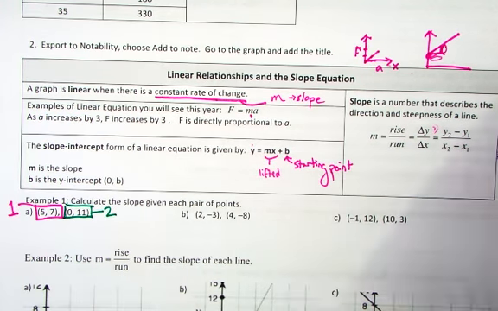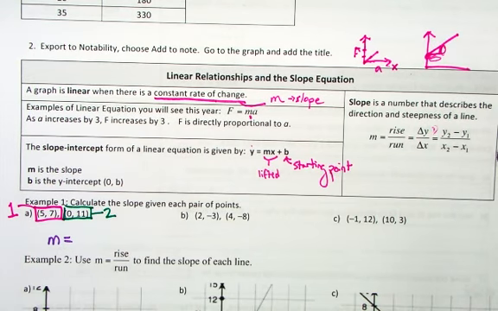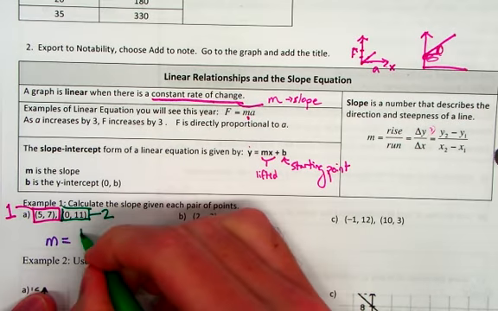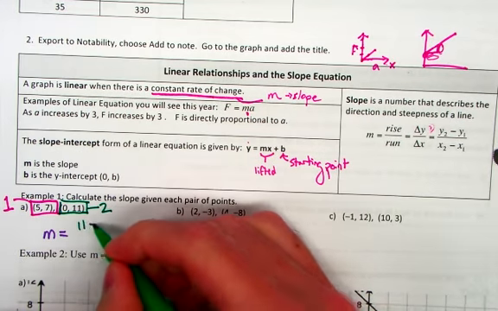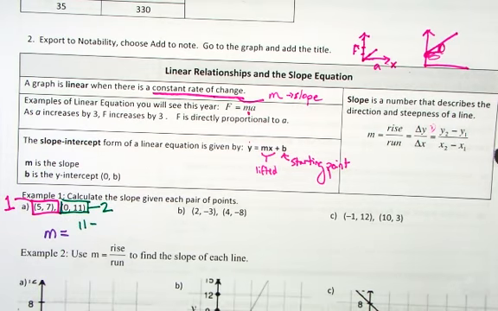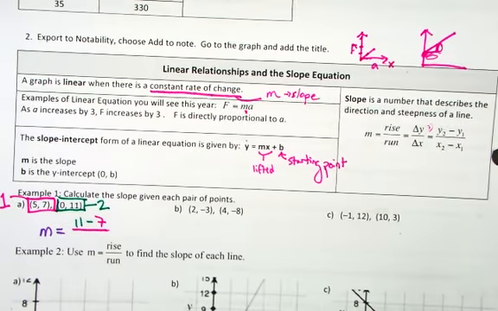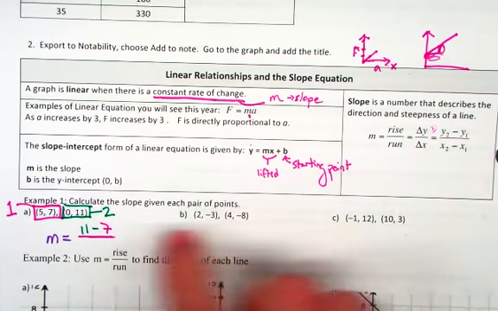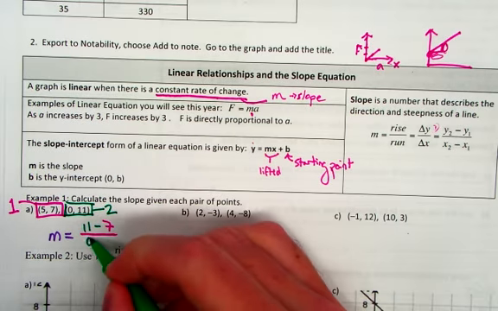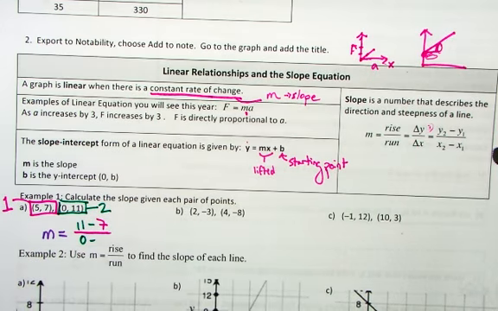So we'll have the slope is equal to y2, which is 11, minus y1, which is 7, all divided by x2, which is 0, minus... sorry, color coding isn't my thing, and so I'm still getting used to it.